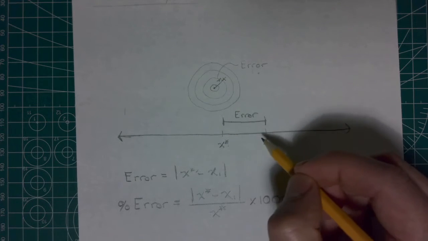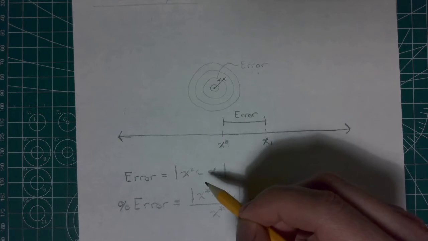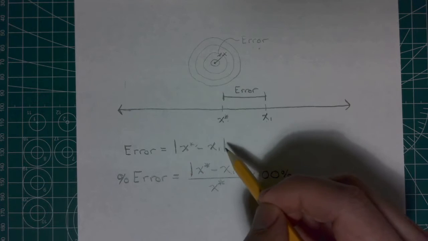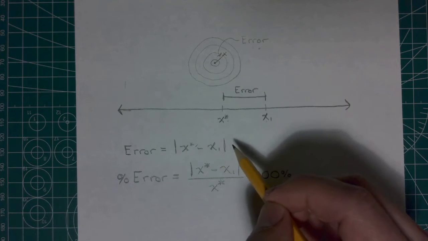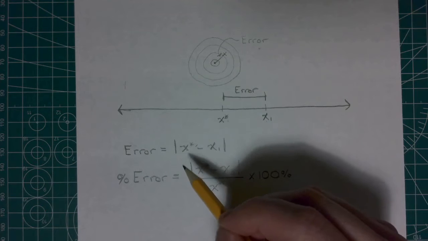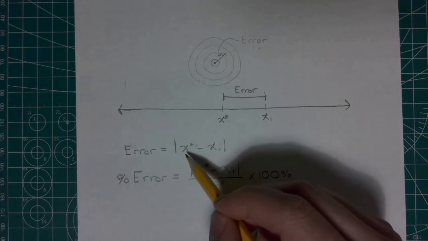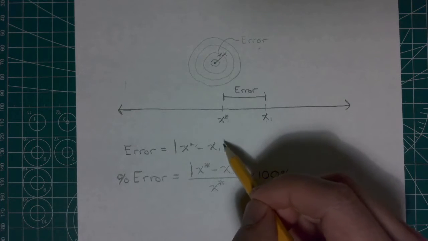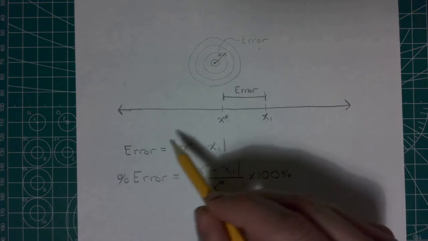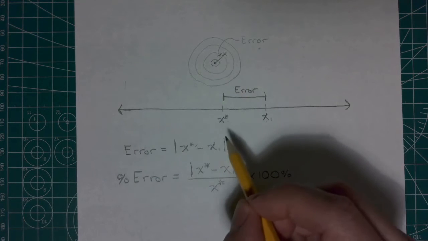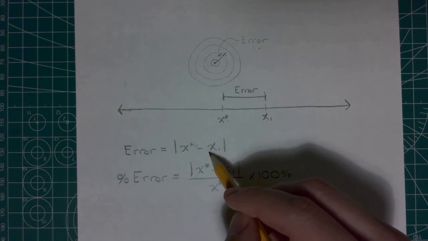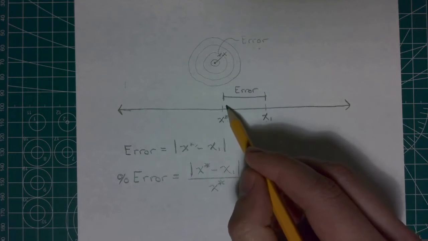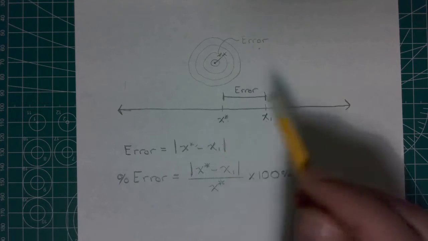The distance between two points on a number line is going to be given by the absolute value. So if this is negative, we're going to make it positive. If it's positive, we're going to keep it positive, of the difference between the two. So the X star minus the X1. In some books and in some cases, they even allow for this to not be the absolute value, to actually have negative error. But most of the time you're going to see that they just want you to always have a positive value there. So that difference is going to be this distance, and that's going to be my error.